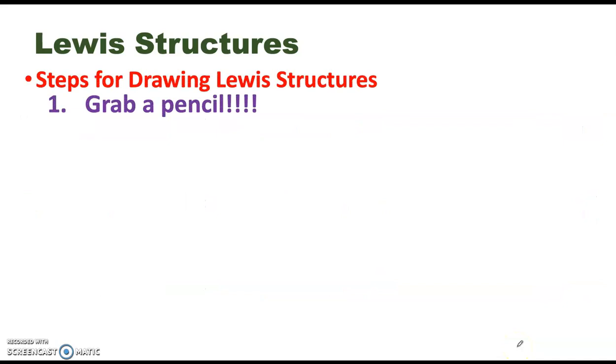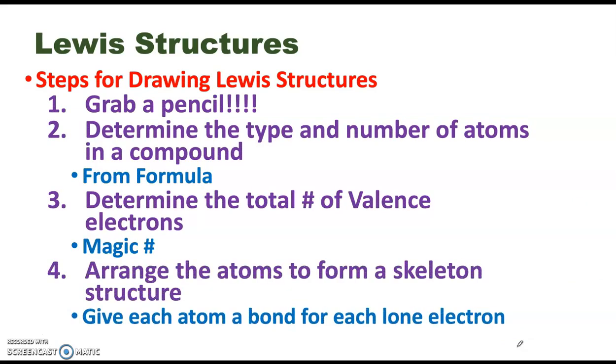Now there are steps. I'm going to let you write these down, so pause this and write it down. And now the steps. First of all, use a pencil. You're going to get halfway through and realize, shoot, I did this wrong. I'm going to have to erase it and rearrange the atoms a little bit. It's important to use a pencil so that it stays neat.